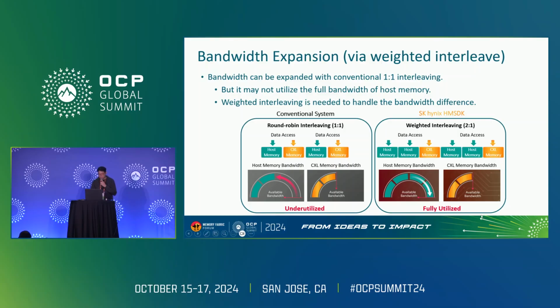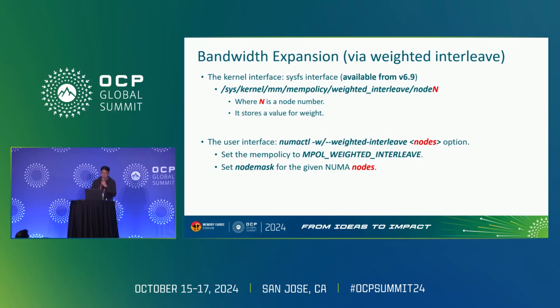On the left side, the host memory bandwidth is underutilized here, but with the weighted interleave, we can allocate two pages to the host memory, then allocate one single page to a CXL memory, considering the bandwidth difference, and so we can fully utilize that bandwidth capability. This weighted interleave provides a sysfs interface in the kernel, and this is available from Linux version 6.9.